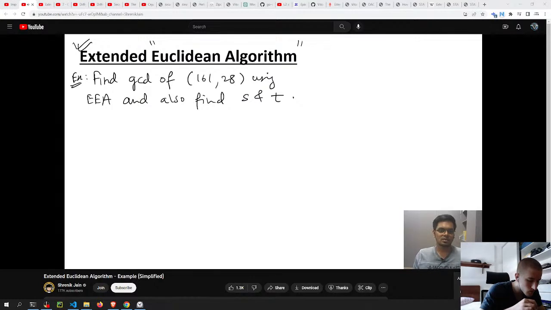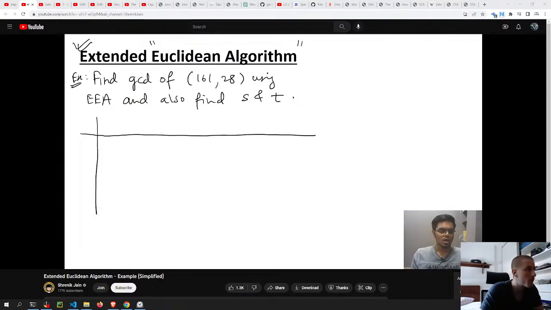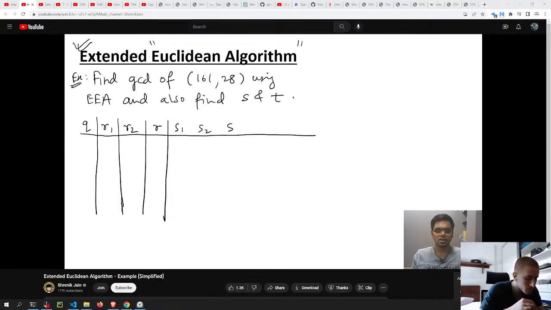What is step one? Step one is creating the table, and the table has a lot of columns, so make a note while writing the notes. Column 1 is Q, column 2 is R1, column 3 is R2, and then we have R. So this is exactly the same as the Euclidean algorithm, correct? Nothing is changed. Now we have extra columns: S1, S2, S, T1, T2, and T. You can see the 6 extra columns.